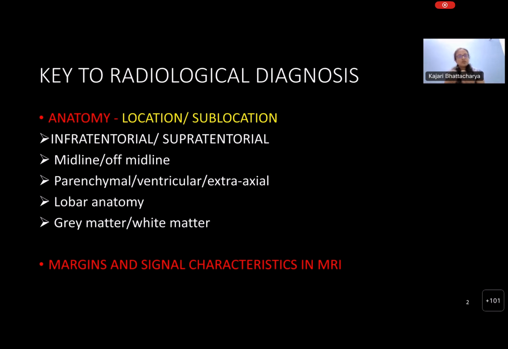So basically in radiology, we look for two things. First, the anatomy, because especially for pediatric brain tumors, it is extremely important because your diagnosis changes a lot. In fact, you can predict some of the molecular diagnosis also depending upon the origin or the location of the lesion. So what we look for is basically the location and the sublocation.